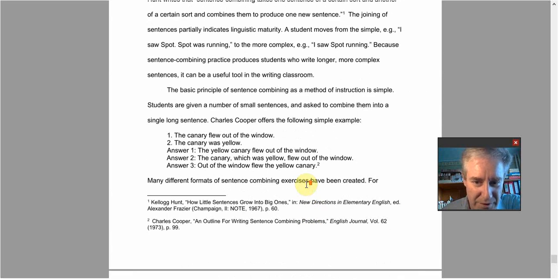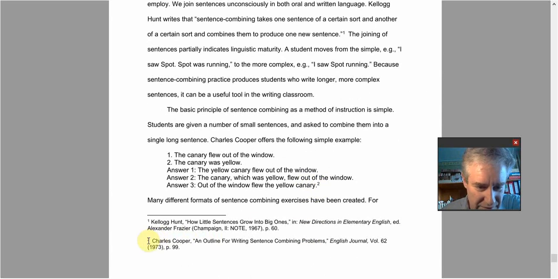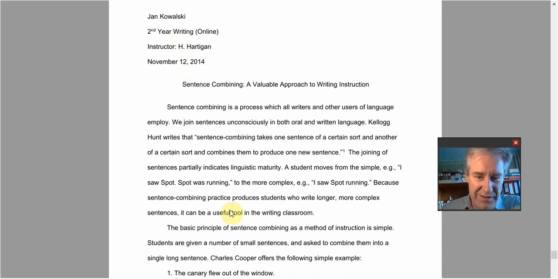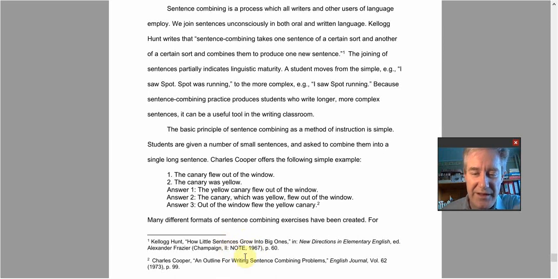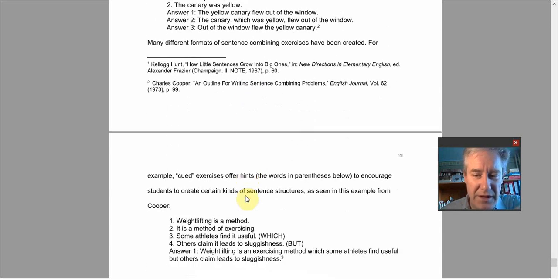We look at the footnote here, footnote 2. We go down to 2, and it's from a book, or actually from an article, it turns out, by a man named Charles Cooper. The article is called An Outline for Writing Sentence Combining Problems. It's published in a journal, a kind of magazine, called English Journal, volume 62, published in 1973, so it's pretty old, on page 99. That's where Jan Kowalski got this quotation. And this is what you're going to do with all your sources in your essays, by the way, is create these nice little footnotes for them. Okay, so I think you get the idea.